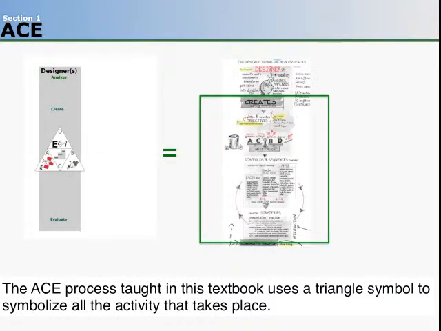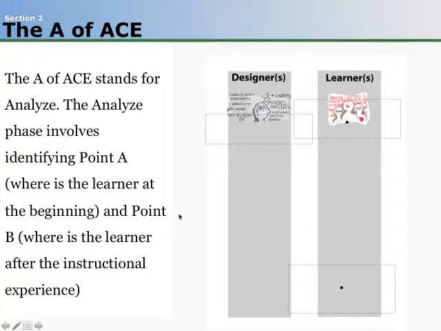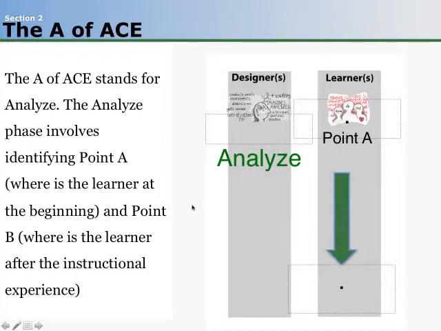The ACE process taught in the textbook uses the triangle symbol to symbolize all the activities that take place that you see in the green box over there. It represents that entire process and the goal of making it seem more orderly. The A of ACE stands for analyze. The analyze phase involves identifying point A, where the learner is at the beginning, and point B, where the learner is at after the instructional experience.